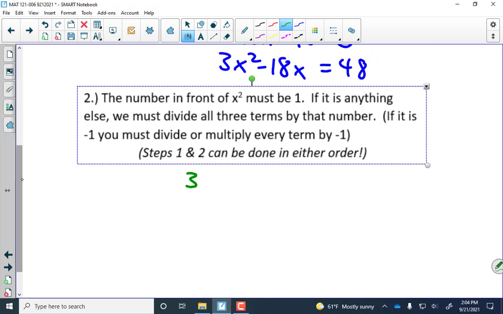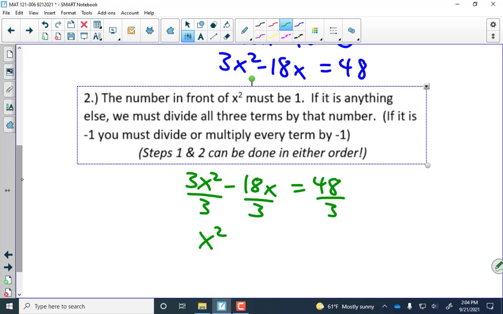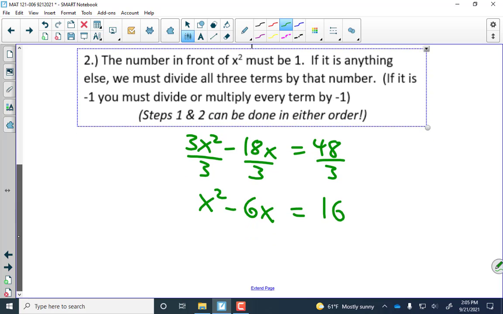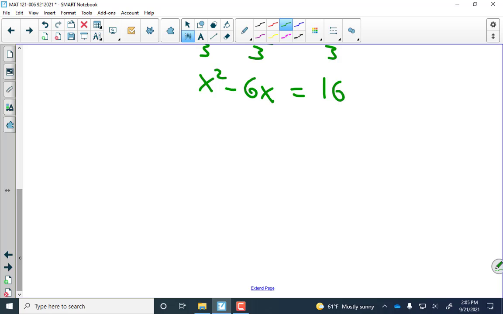But either way, we do need to go through and divide every single term by 3. That way, instead of having 3x squared, we'll just have x squared. And we end up with x squared minus 6x equals 16. Okay, the third step is actually kind of the meat of this whole process.